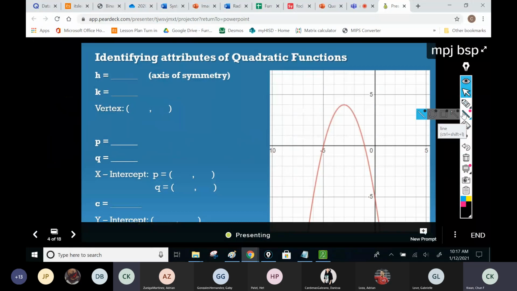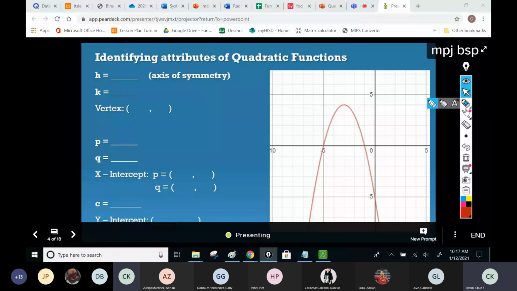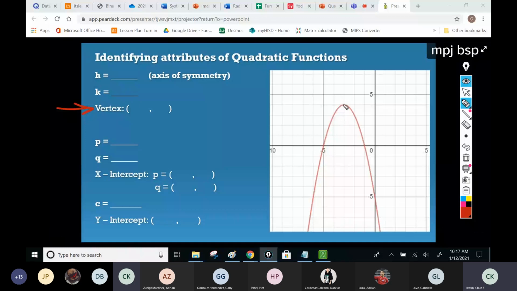All right, so let's find all four of these. For the vertex, which is the tip, that means right here. So the location of the vertex, the ordered pair, is going to be -3 and then +4. -3 and then +4. That would be the location of the vertex.